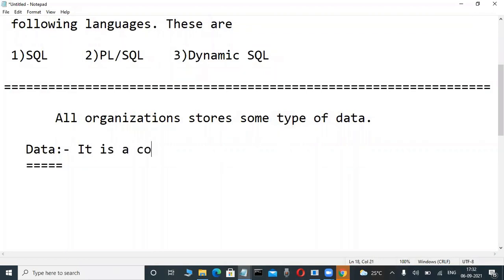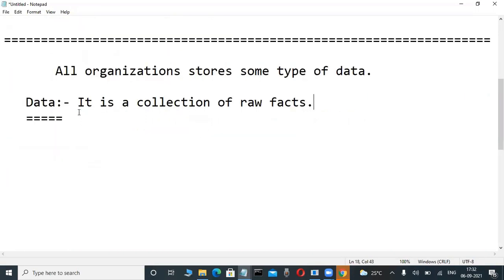It is a collection of raw facts. That is the standard definition. What do raw facts mean? I will tell you. Write it.